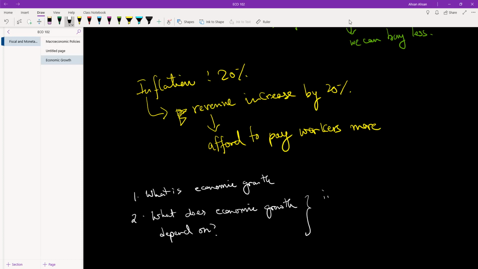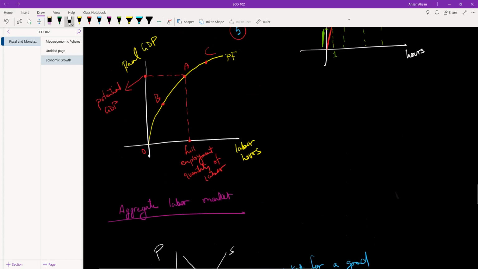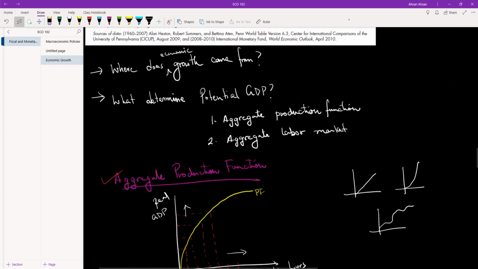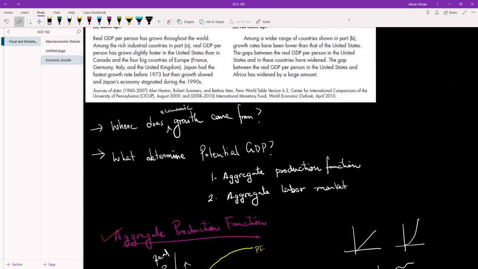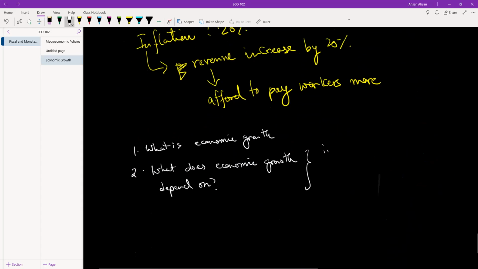One was the size of the workforce, and let's go up and see where we saw them. Right here, the aggregate workforce or the aggregate labor market and the aggregate production function. So one was the production function and two was the labor market.